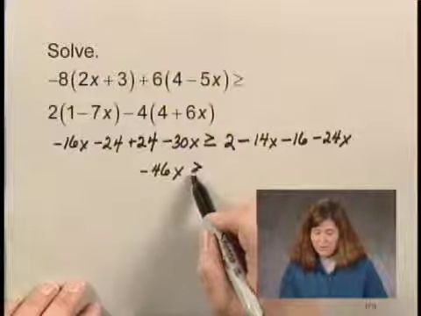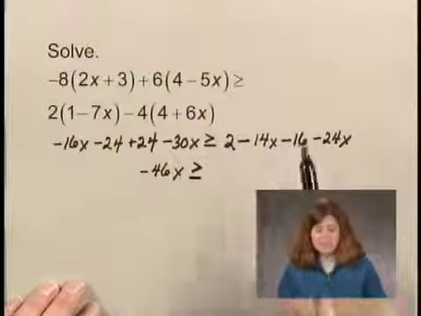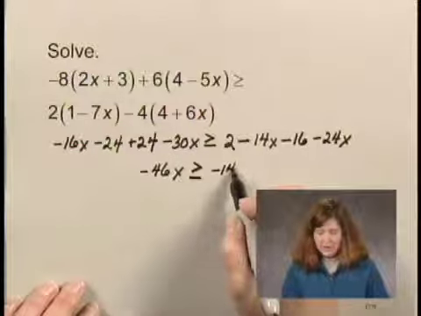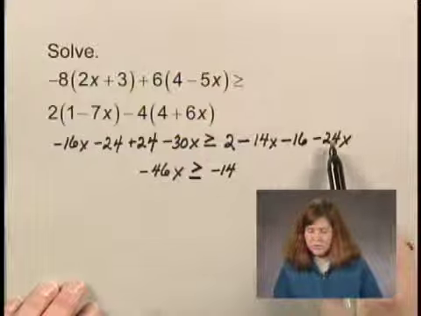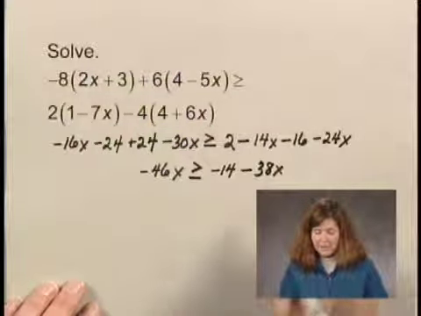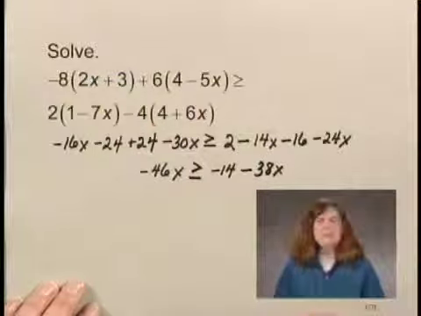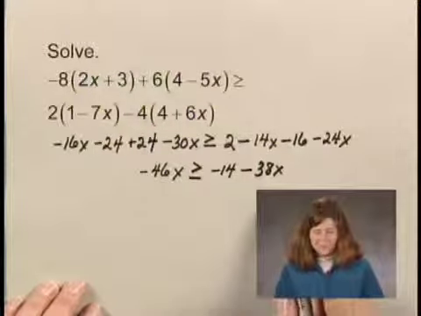This is greater than or equal to 2 minus 16 is negative 14. Negative 14x minus 24x would be minus 38x. And you can see by simply moving step by step, we already have a much simpler looking inequality.